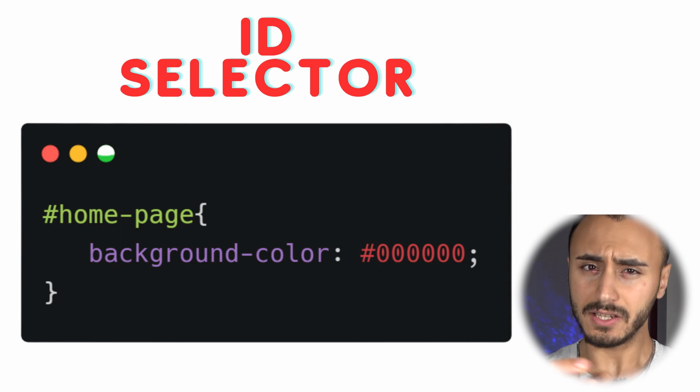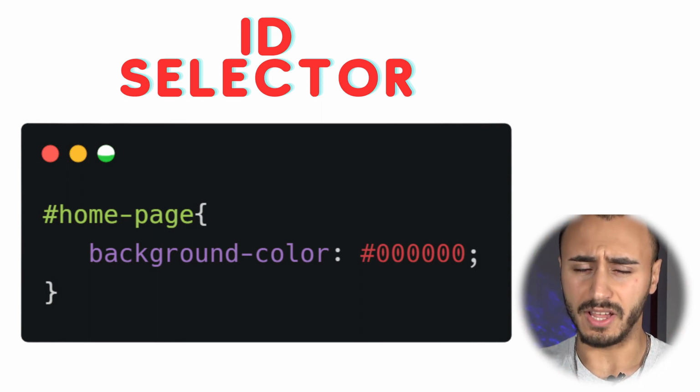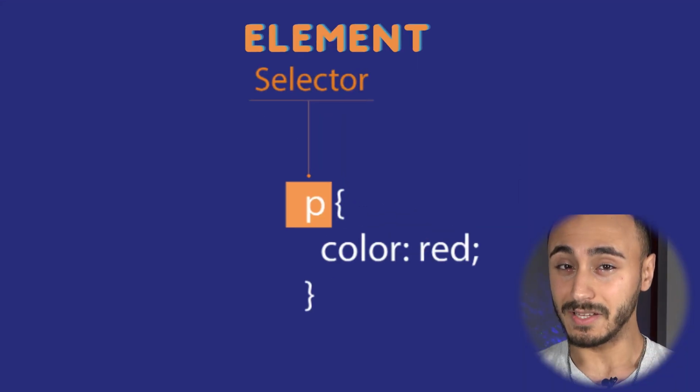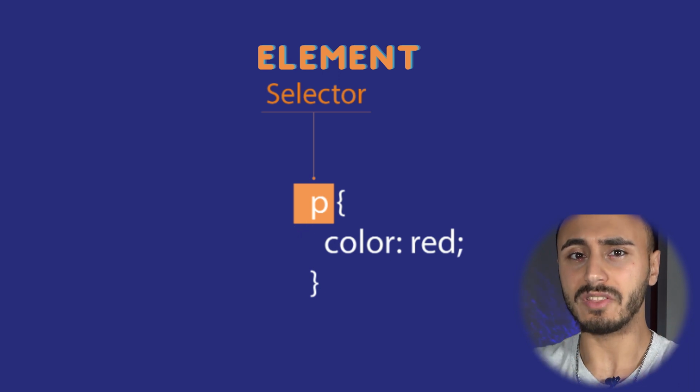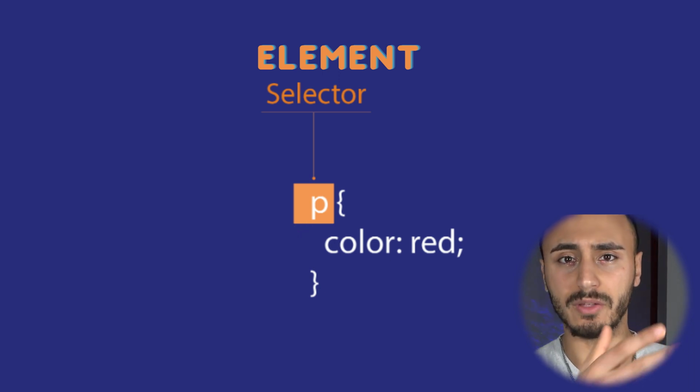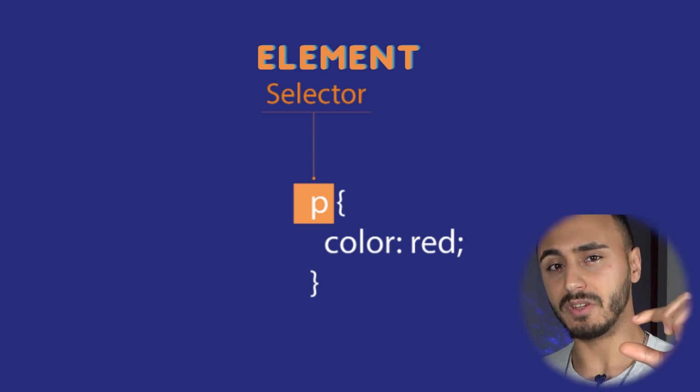ID selector. The syntax of ID selector is basically the hashtag as you are seeing here, and then you have the usual style, which is the property and the value. In the element selector, you put the element, just the name of the element, so for example p, and you give it the style you want. In this case, we are giving the property color and the value is red. Every p element in the HTML will be given the color red.